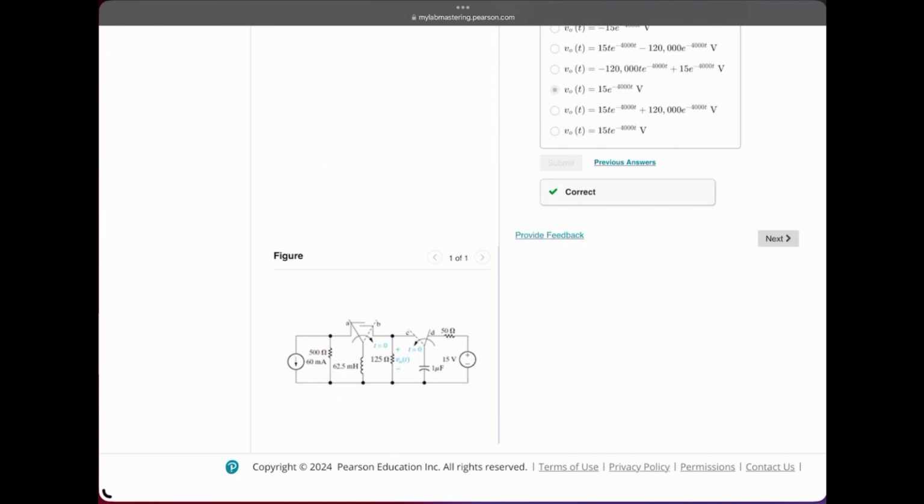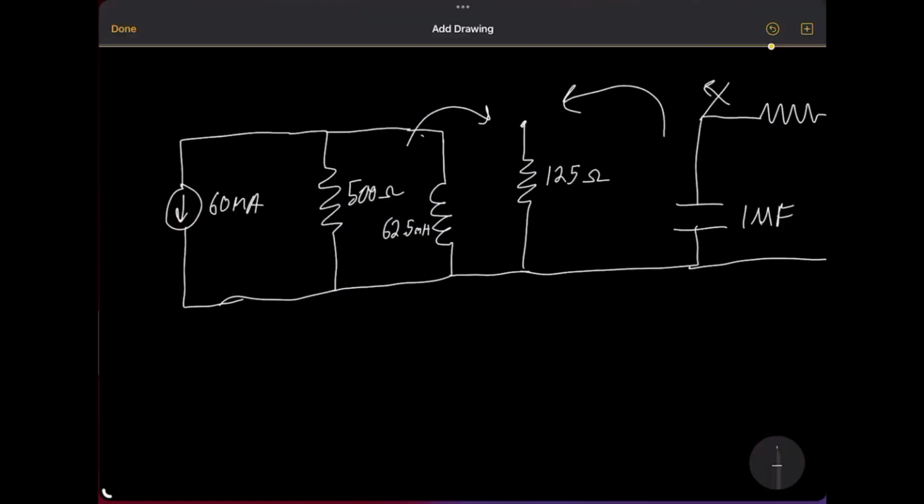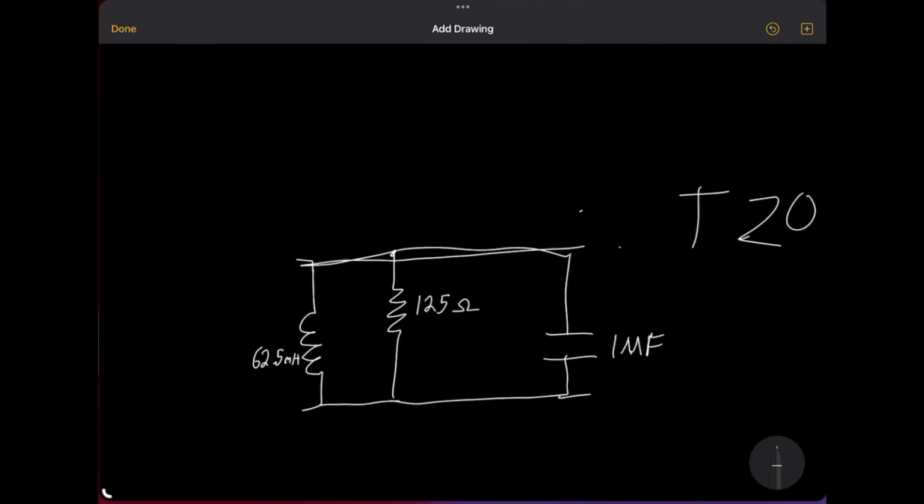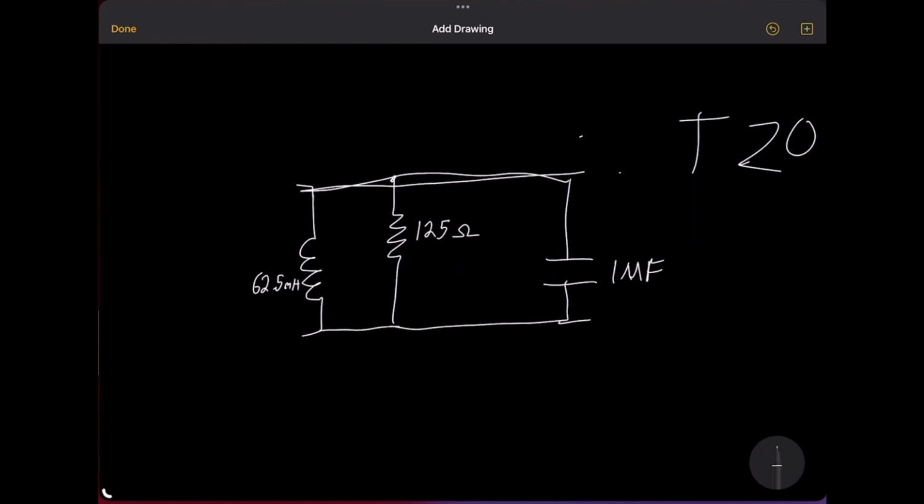Let me write this problem up really quick. Okay, so we have this circuit here. We have an inductor and a capacitor on opposite sides, and when the time is equal to 0, the switch flips, and then the circuit looks like this. A resistor, a capacitor, and an inductor. And it looks like they're all in parallel.